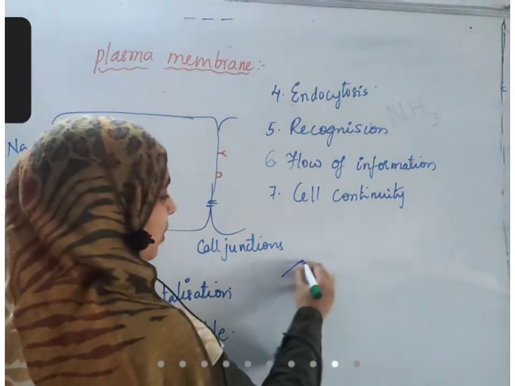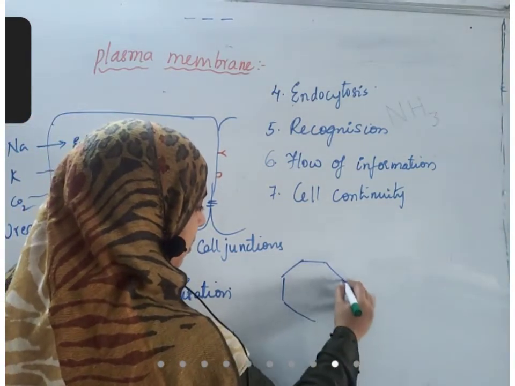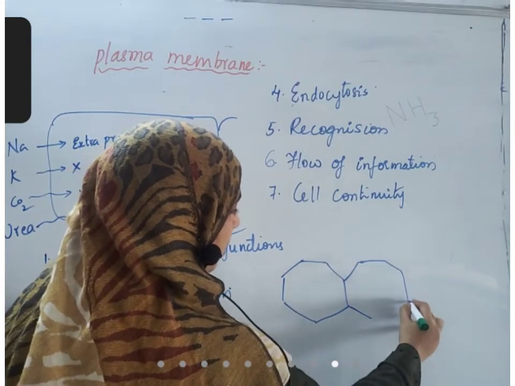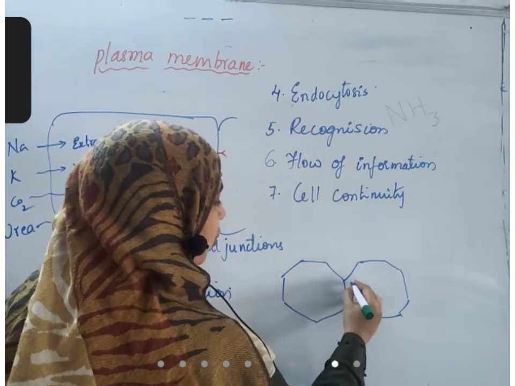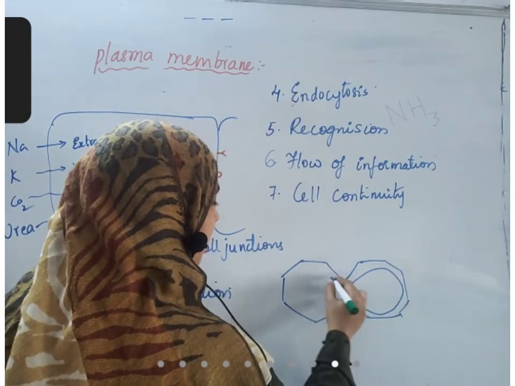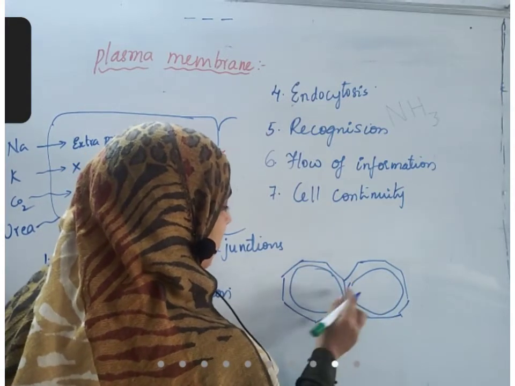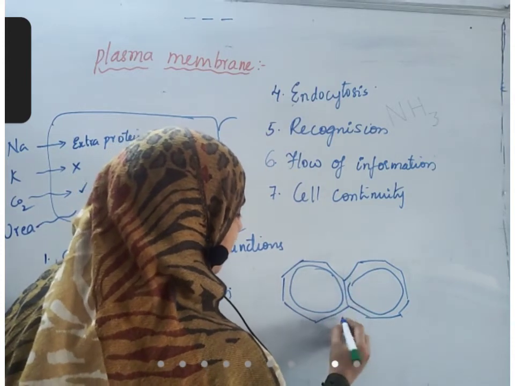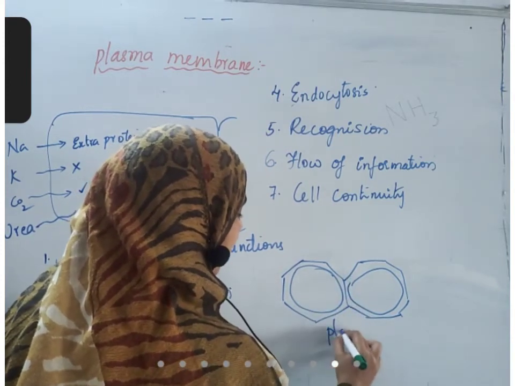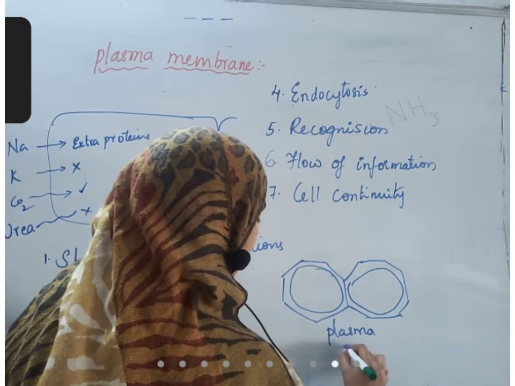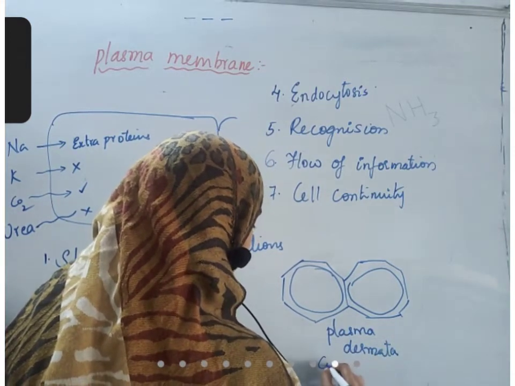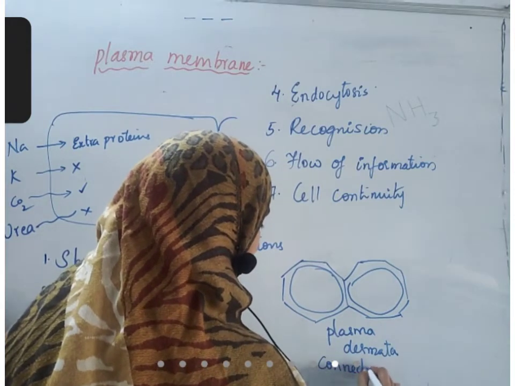See, this is one cell, this is another cell. There is no direct connection of this plasma membrane with this plasma membrane. Only cell walls are connected. So here there is connection between cell walls called plasmodesmata. Plasmodesmata is connection between cell walls.